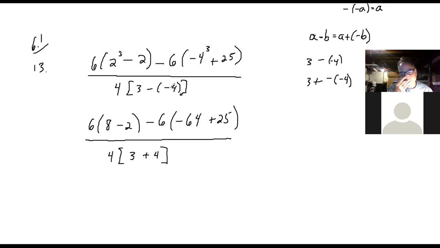Now from there, I'll go ahead and work inside my parentheses. I'll have 8 minus 2, which is 6. So now it is 6 times 6 minus 6 times. Now, when you are adding signed numbers, one negative, one positive, what you can do is think of each number in absolute value, that is positive, with the exception of 0. 64 and 25: take the larger minus the smaller. So 64 minus 25, I'm doing this in my head, that'd be 39.